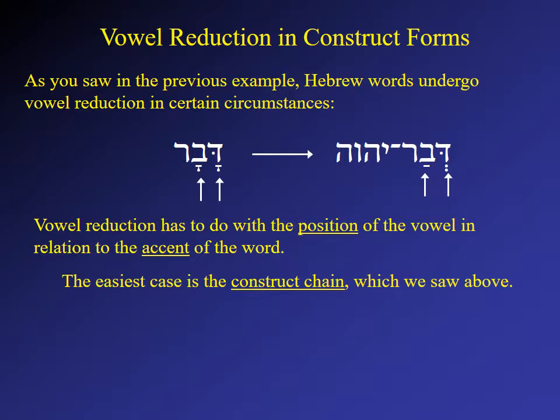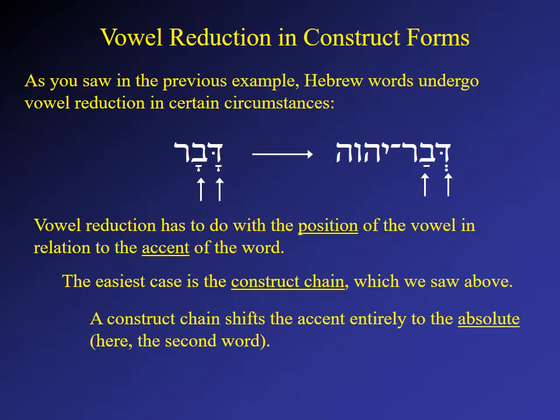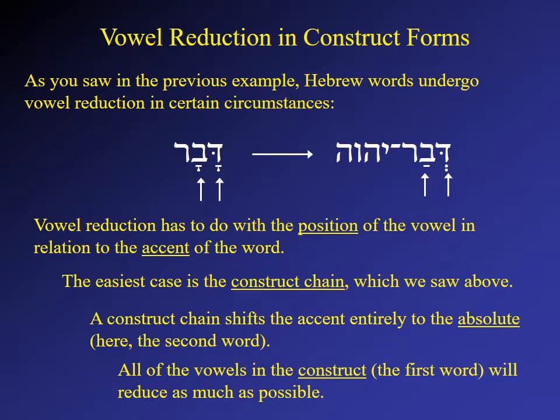Now the easiest case to talk about vowel reduction is the construct form, which is what we have here with Devar Adonai. In a construct chain, what happens is the accent shifts entirely to the absolute. So the word that is in construct loses its accent altogether, and the absolute is accented. So that means all of the vowels in the construct, that is in the first word, try to reduce as far as they can reduce.